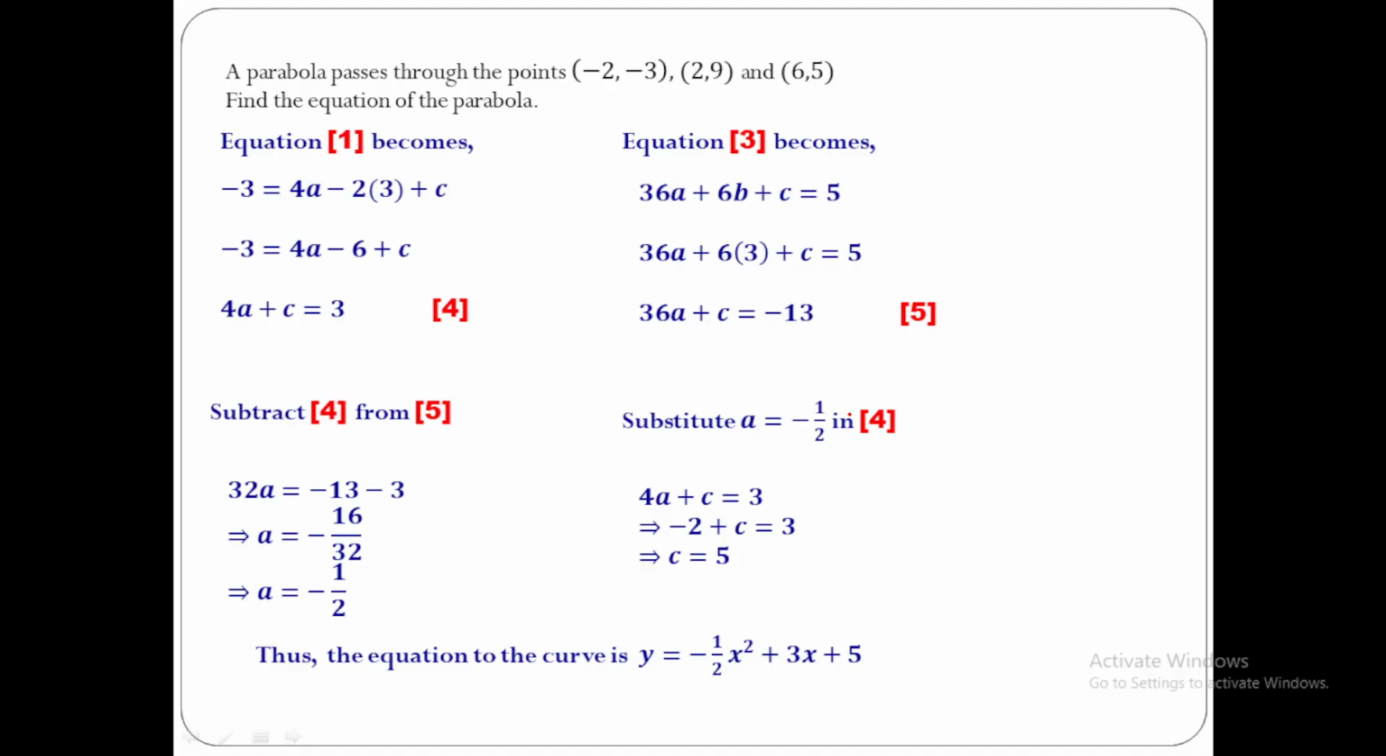Okay, in this session we have learned that we have to take the general equation like y is equal to ax squared plus bx plus c and substitute the points, and we can frame the equations. Using the elimination method we can solve the equations and find the values of a, b, c, and we can get the required equation.